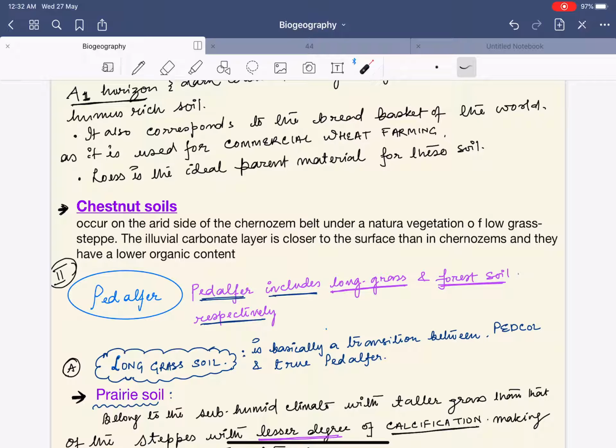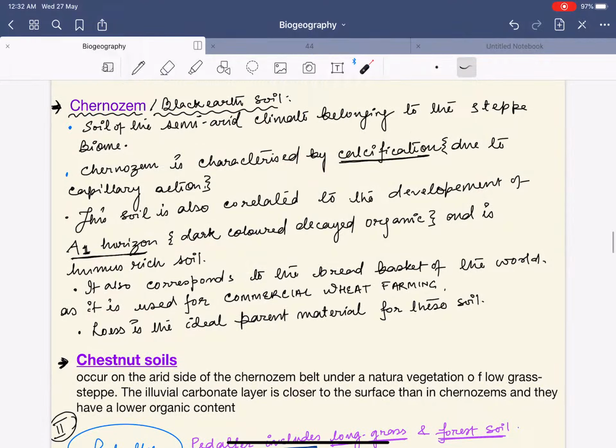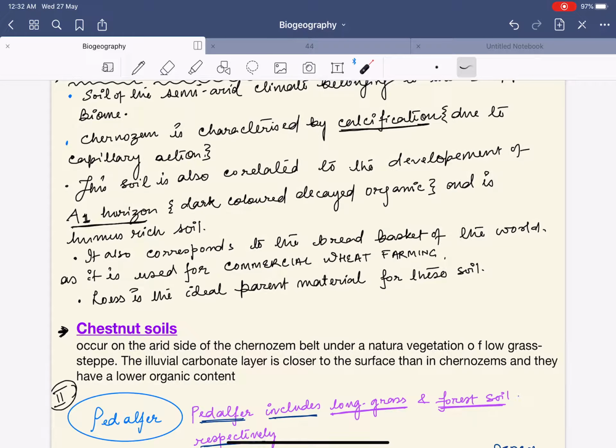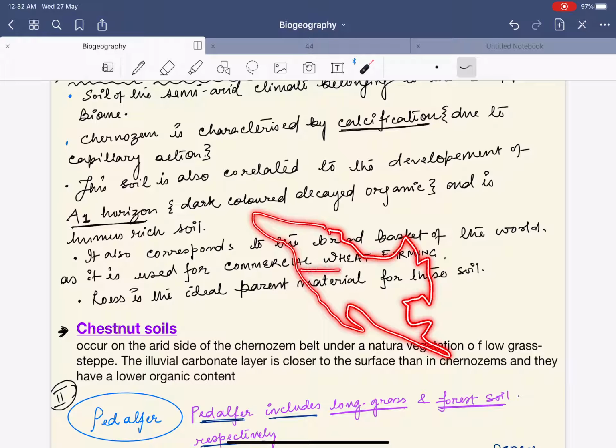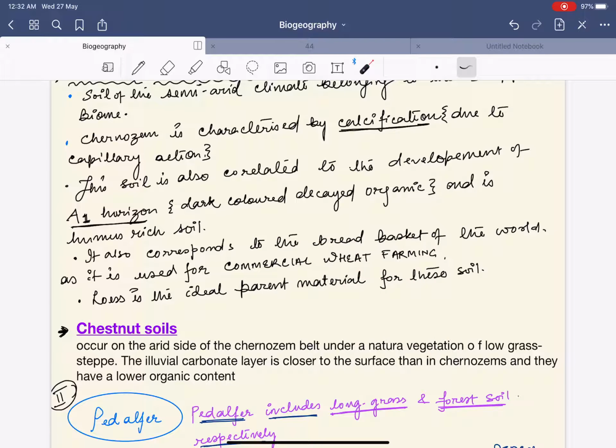So how do we differentiate it from the Chernozem? Let me again draw the diagram of your North America. I had basically said that this was your Chernozem area. Now over here there are the arid regions. In this arid region, we basically find your chestnut soils. So this chestnut soil is nothing but the kind of podzol soil which is found on the arid side of the steppe type of soil.